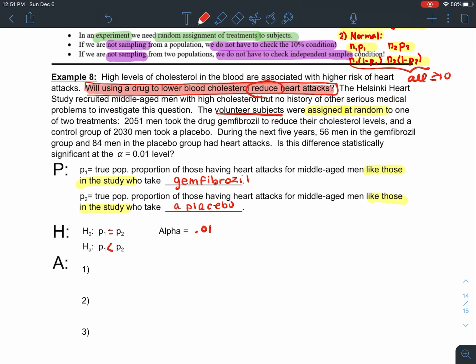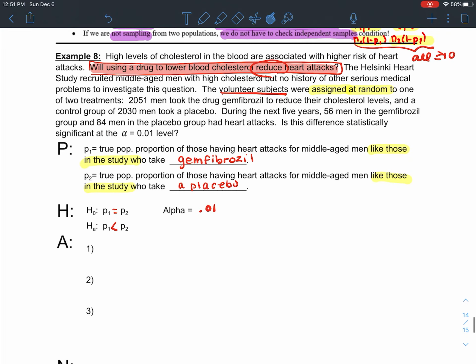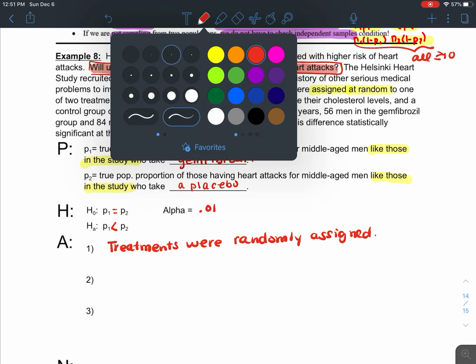Okay, the alpha level is 0.01, and we're going to go ahead and walk through our conditions. Now, remember up above here, we said if it's an experiment, there actually are only 2 conditions here. I know I have 3 things listed because we almost always have 3, but we just want to make a statement here and say that the treatments were randomly assigned. Okay, that's good enough. The treatments were randomly assigned.